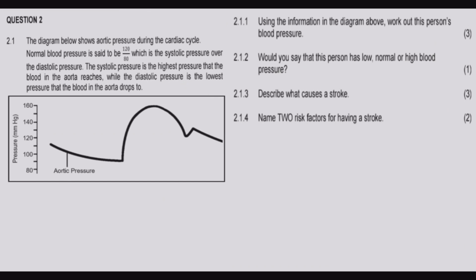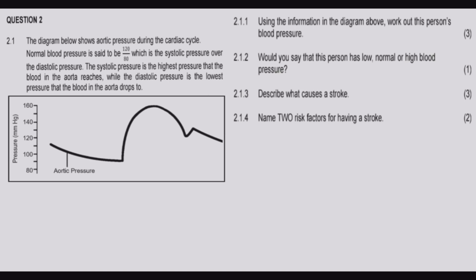Question 2.1 is as follows. The diagram below shows aortic pressure during the cardiac cycle. Normal blood pressure is said to be 120/80, which is systolic pressure over diastolic pressure. The systolic pressure is the highest pressure that the blood in the aorta reaches, while the diastolic pressure is the lower pressure that the blood in the aorta drops to. Okay, so we go to the actual questions, but what we need to do first is study the diagram.